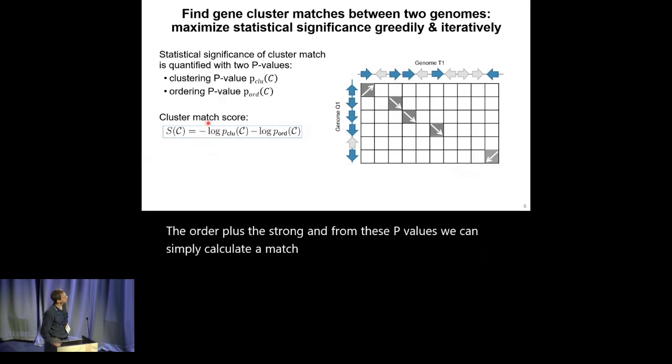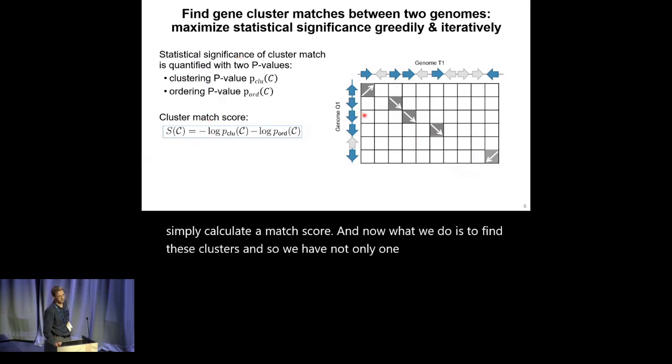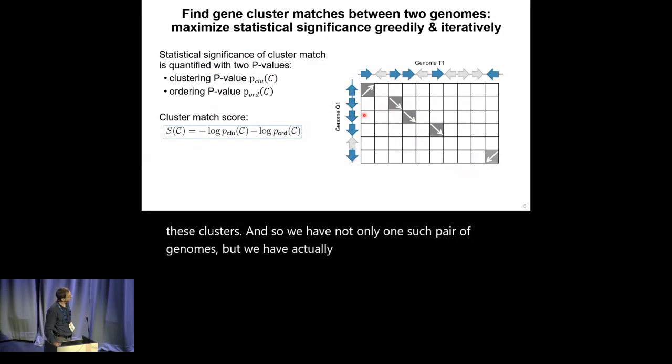And now what we do is to find these clusters. We have not only one such pair of genomes, but actually n squared pairs. So we look for every match.